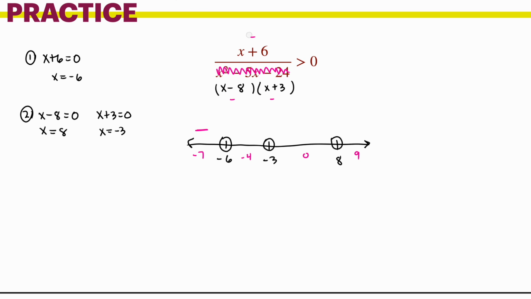Now I'm going to do negative 4. Negative 4 plus 6 is a positive 2. Negative 4 minus 8 is a negative 12. And negative 4 plus 3 is a negative 1. I have two negatives that will cancel each other out.